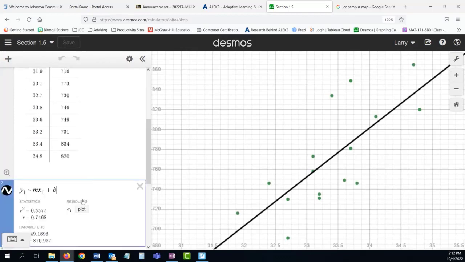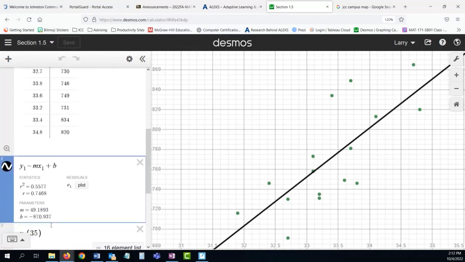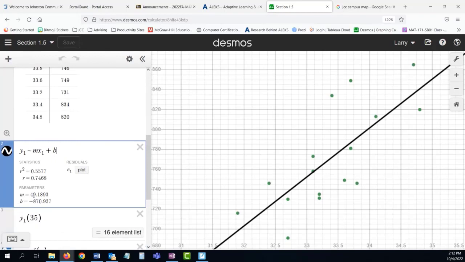The Y1 is the name of this list. X1 is the name of the variable. You'll end up with your M and your B. That's your slope, that's your intercept. Plug those numbers in and you have a linear equation.